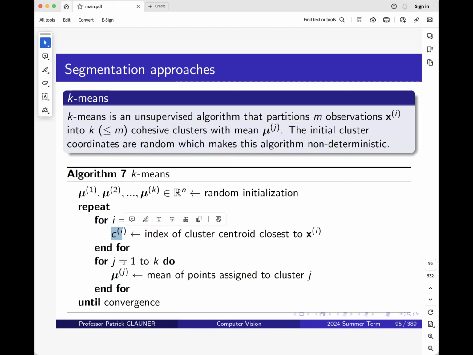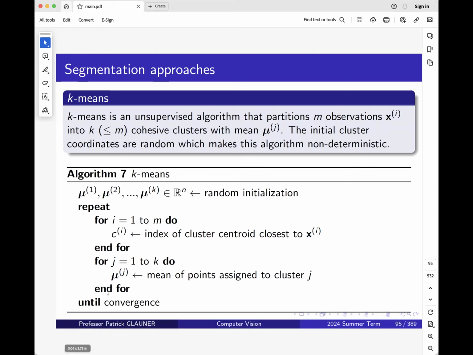So I say for every point in my data set, what's the nearest cluster? And then I'm going through my k-many clusters. So I use a different variable j from 1 to k, and I calculate the mean of that cluster from all the points that are assigned to that cluster.